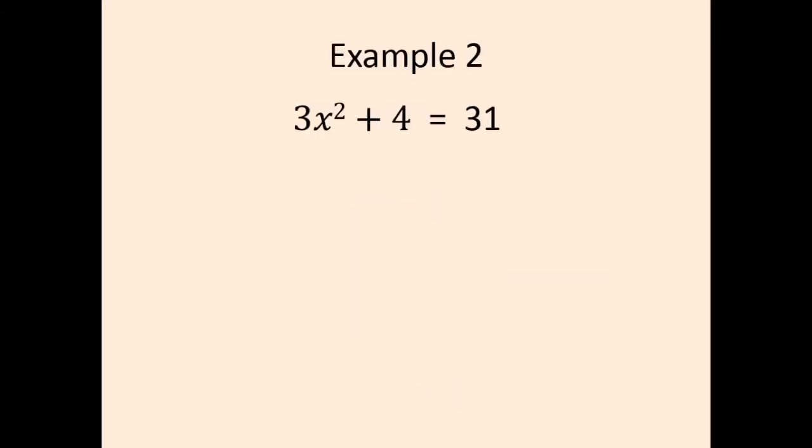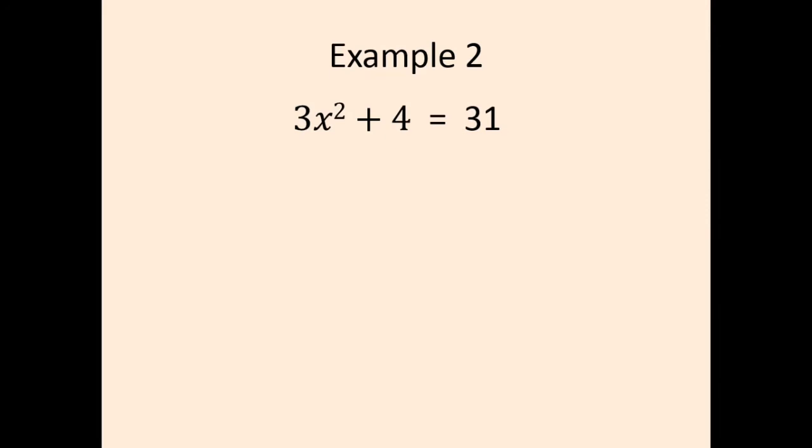Okay, let's look at one more example. I have 3x squared plus 4 is equal to 31. This time my x squared has a coefficient, it has a number in front of it, and I also have plus 4 on the left hand side. Now, I can get rid of the 3 first, but I would always recommend starting off with dealing with the plus 4, because it's always much easier to deal with adding and subtracting first before multiplying and dividing.